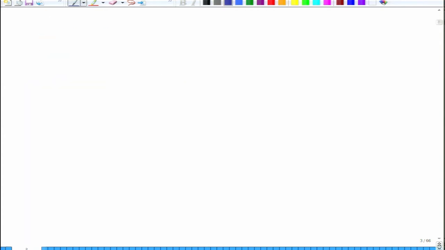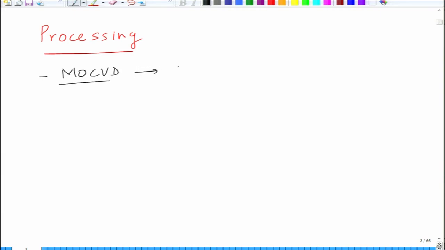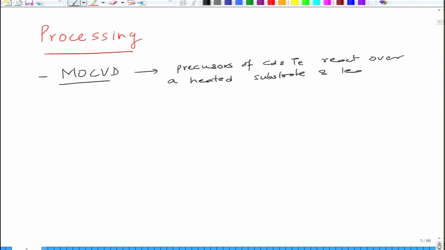So, let me now move on with some more things about processing. Not only can you process CdTe by sputtering, evaporation and galvanic reaction, you can also process this by an MOCVD kind of process, wherein the precursors of Cd and Te react over a heated substrate and lead to formation of a cadmium telluride film. These precursors are basically metallo-organic precursors.